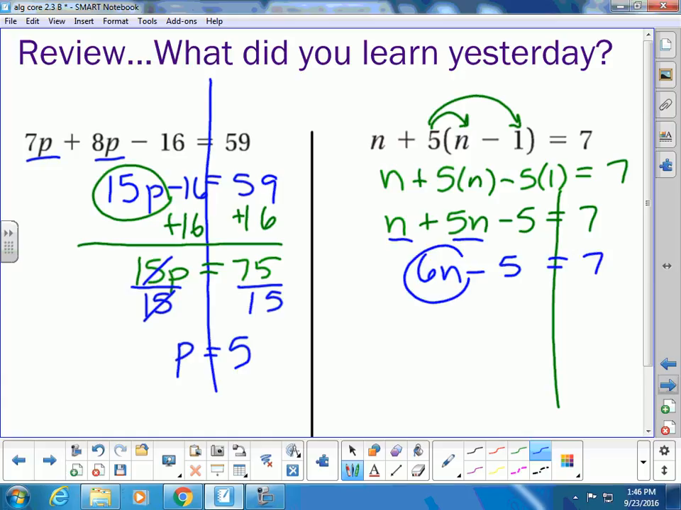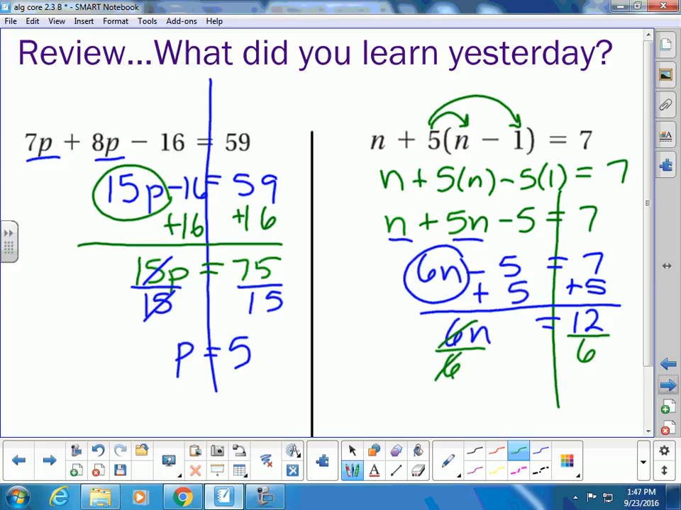Circle the n's and the stuff with it. Move the thing that's not with the variable, so that would be the minus 5. To undo negative, I add. And you have 6n equals 7 and 5 more is 12. Now I have to break apart 6 times n. Undo multiplication is division. Divide both sides by 6. Remember to write it as a fraction bar. Those 6's disappear, and you get n equals 2. Hopefully that is what you got for your answer. N equals 2.